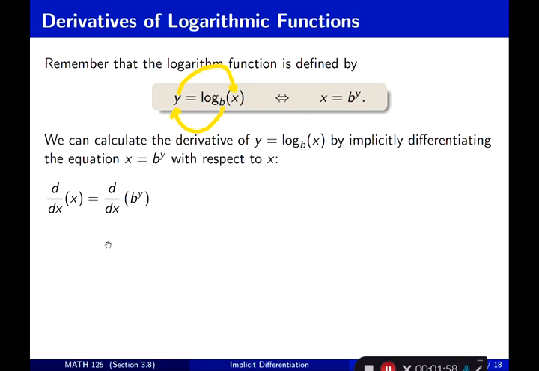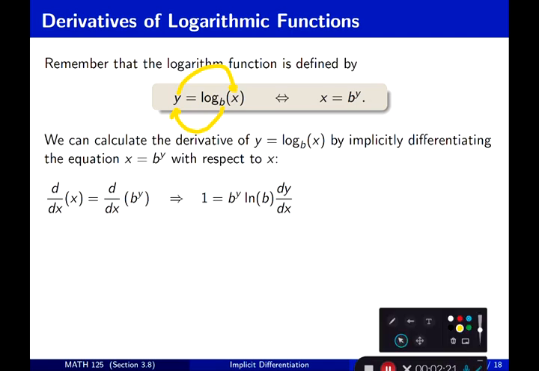The derivative of x would be 1. The derivative of b to power y is going to be b to power y ln of b, that's the derivative of the outside function, times the derivative of the inside function, which is dy dx, that's y prime basically. Now when you look at this, you see that you can actually solve for dy dx.